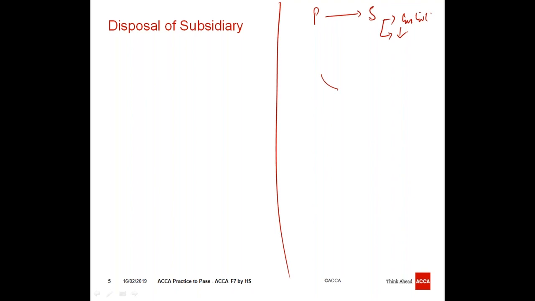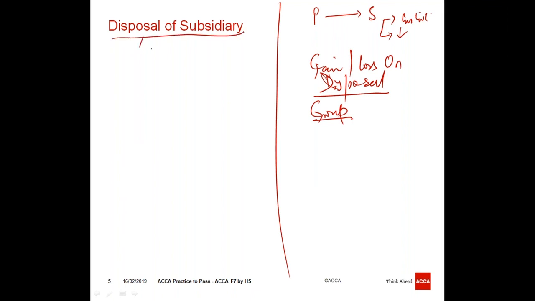So we have to calculate, and the detailed discussion of this disposal topic is actually related to the SBR paper, so you don't need to worry about the disposal cases. The most important thing is how to calculate the gain or loss on disposal. Actually there are two types of gain, one from the group's perspective and the second one in the books of the parent company.